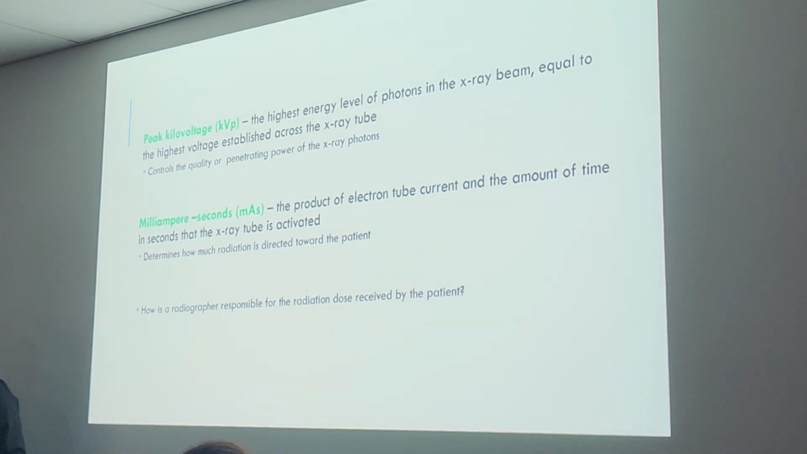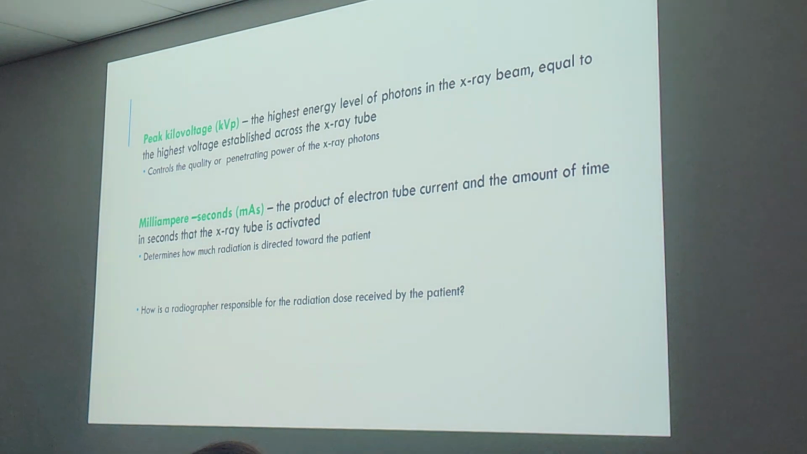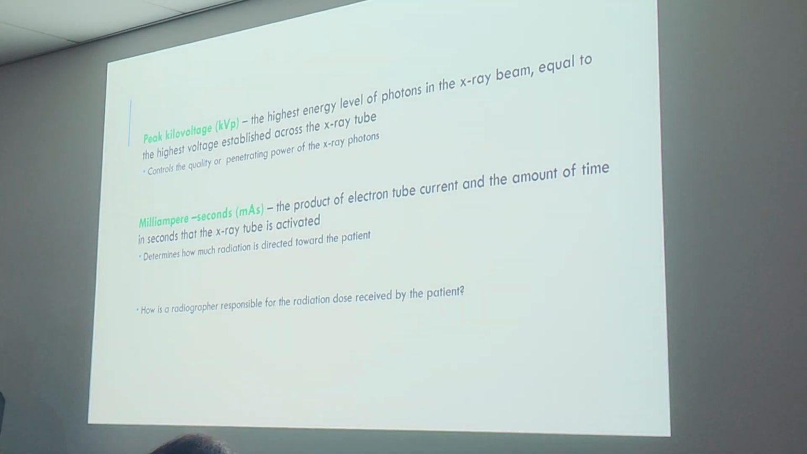Alright, so we're good with kVp and mAs, correct? Shouldn't be anything complicated. So once again, what does kVp control, Angelica? The quality, our penetrating power. And what does mAs control? Quantity. Correct. How much radiation is directed towards the patient?